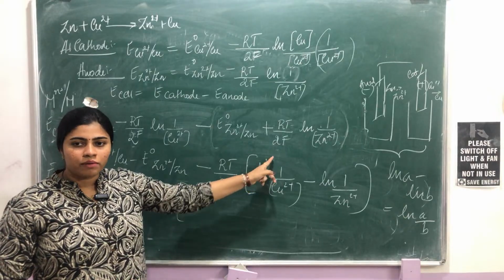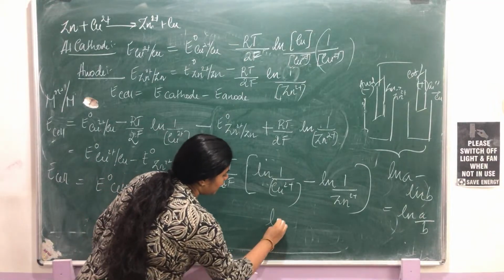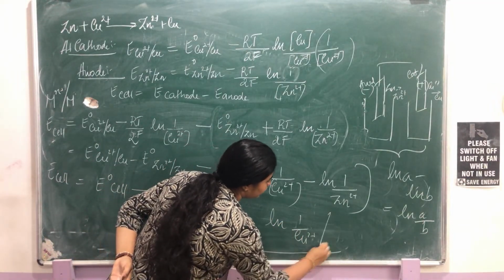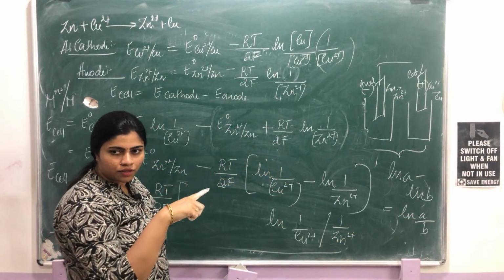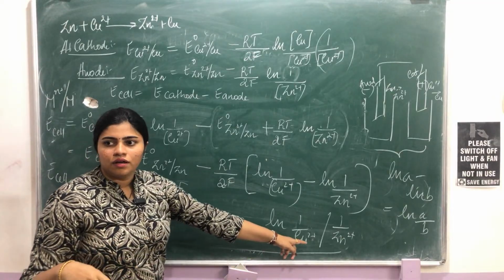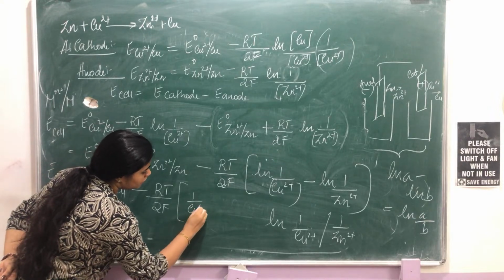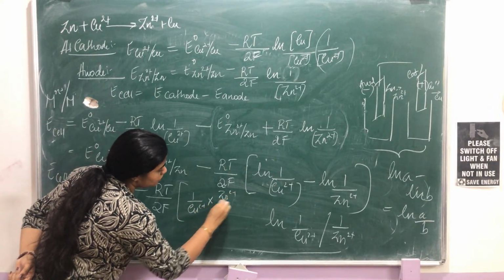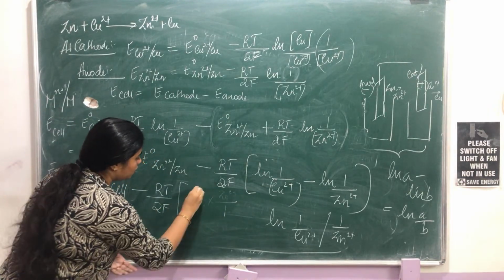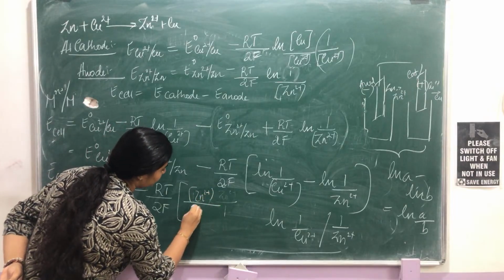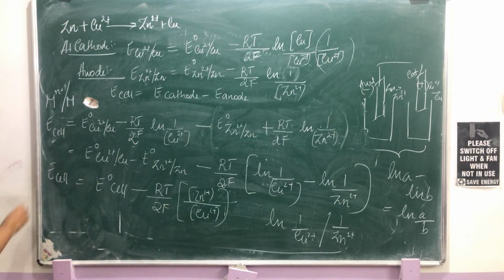So, ln 1 by Cu2+ minus ln 1 by Zn2+, what will it be? Ln of 1 by Cu2+ divided by 1 by Zn2+, correct? So Zn will go up, 1 will get cancelled. So it will become 1 by Cu2+ into Zn2+ divided by 1. Any doubt till here? No. So can I write it as Zn2+ divided by Cu2+ concentration? Yes. So this will be your final.